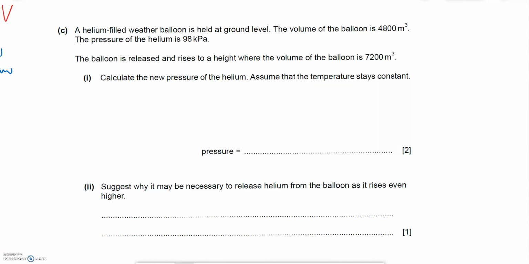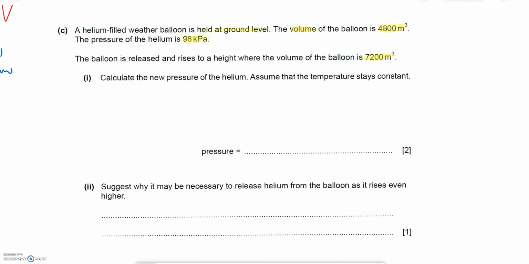I'll give you a chance to read that, or pause the video now actually so you can have a read of that. Okay, so let's look at the key points. It's held at ground level, and the volume, so that's something we're probably going to have to use, is 4,800 meters cubed. The pressure of the gas inside it is 98 kilopascals. The balloon is then released and rises to a height where the volume is 7,200.